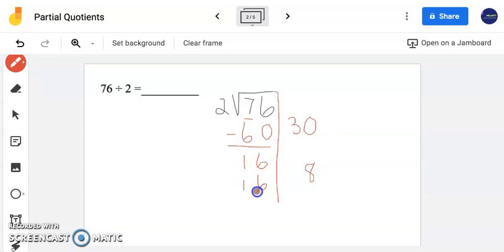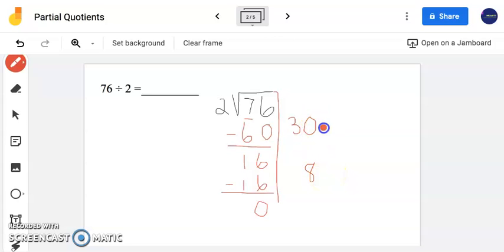So 2 times 8 is 16. I'm going to subtract here, and I'm left with 0, telling me that I was able to fit every single cookie into a group of 2. So now, out of those 76 cookies, I was able to create lots of groups of 2. But now, how many groups of 2 did I create?